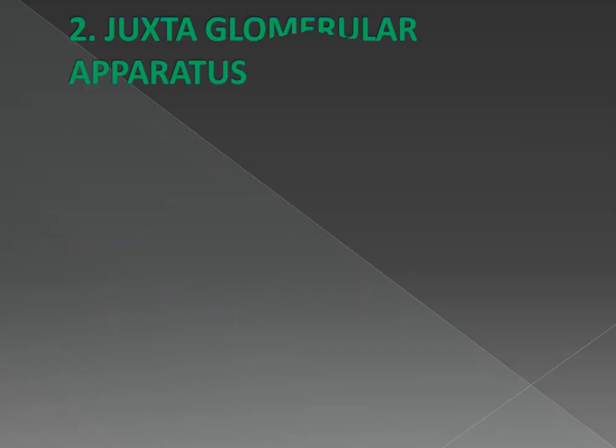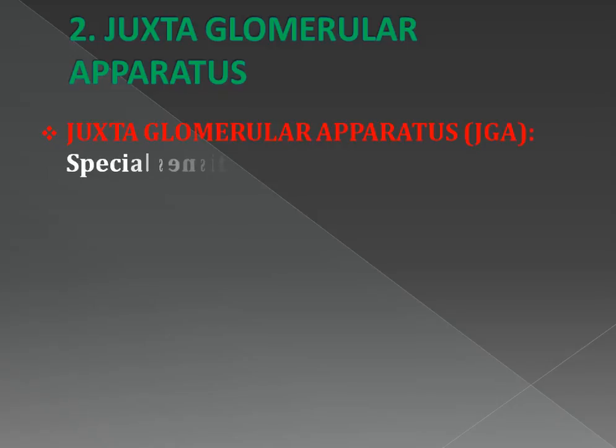Next topic is juxtaglomerular apparatus or JGA from chapter 19, that is excretory products and their elimination from human physiology. Juxtaglomerular apparatus is a special sensitive region formed by cellular modifications in distal convoluted tubule and afferent arteriole at the location of their contact. That is, juxtaglomerular apparatus or JGA equals DCT plus AA. DCT means distal convoluted tubule and AA means afferent arteriole.